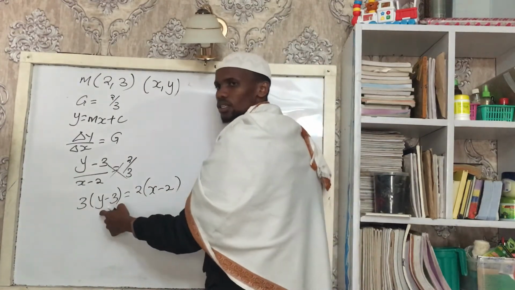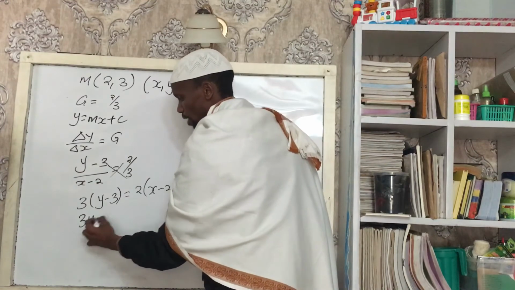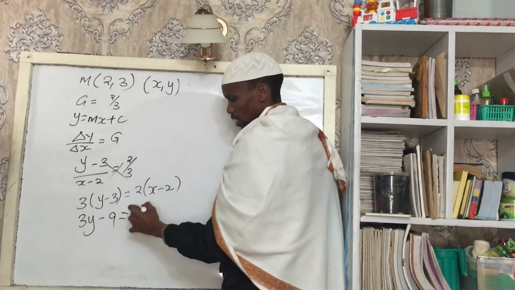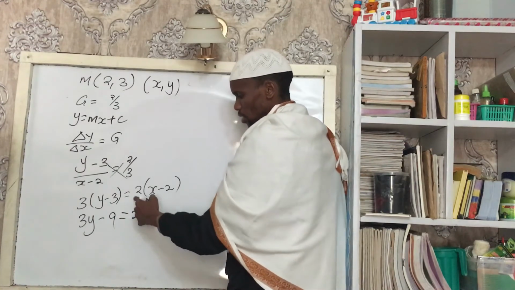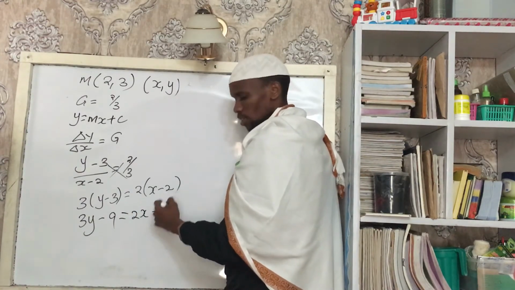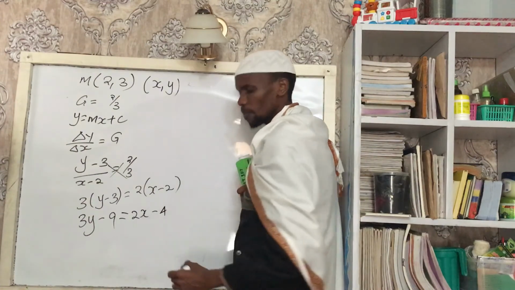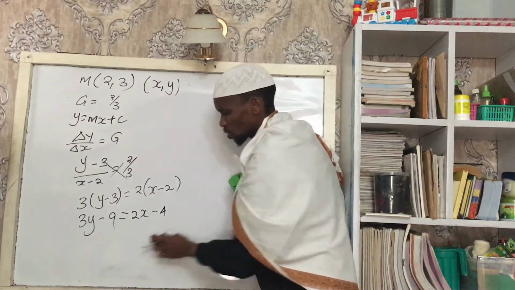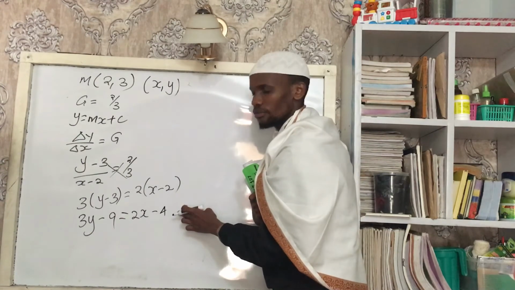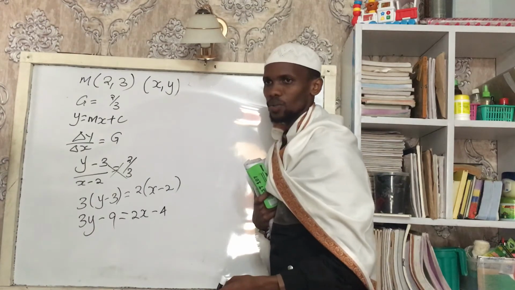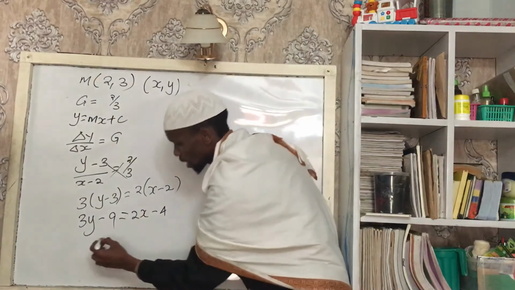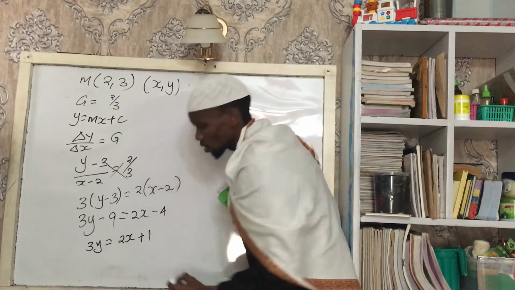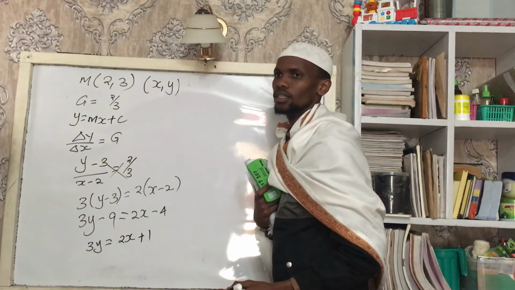3 times y is what? 3y, minus 9, is equal to 2 times x is 2x, minus 2 times minus 2 is minus 4. So we'll have minus 4. Are we there? Collecting like terms together, minus 9 goes to the other side, it becomes what? Minus 4 plus 5 is 1. So I will have 3y is equal to 2x plus 1.